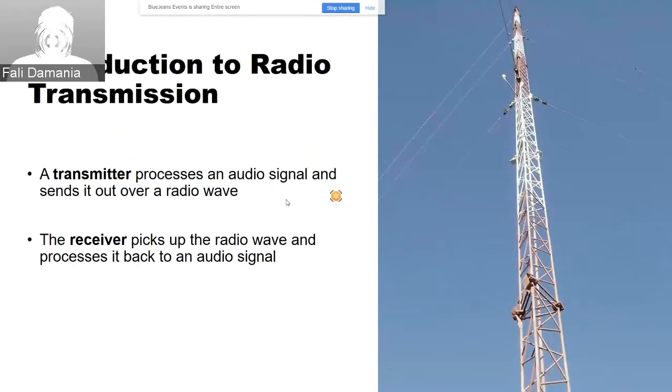Let's do a quick introduction to radio transmission. To break it down very simply, there are two components to radio transmission. First is a transmitter, second, a receiver. The transmitter processes an audio signal and sends it out over a radio wave into the air, and the radio wave travels through the air and gets picked up by a receiver, which converts it back into an audio signal. Pretty straightforward.